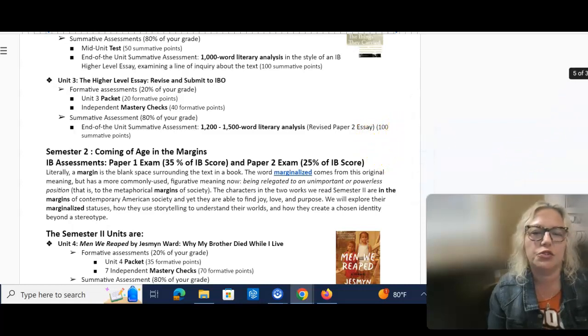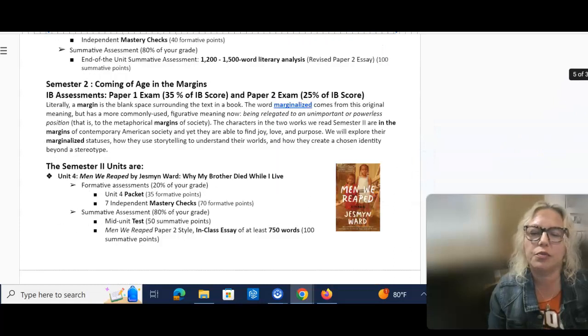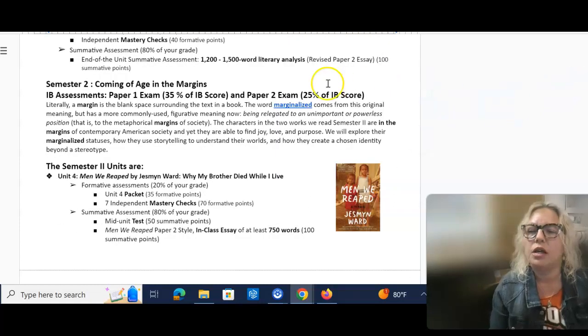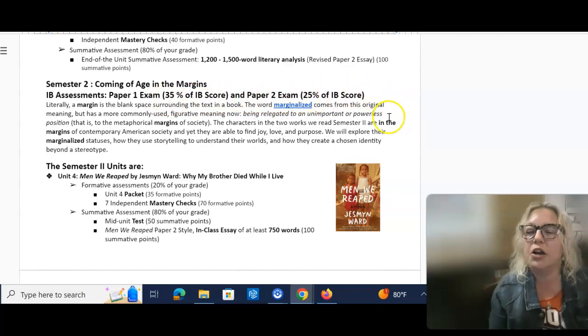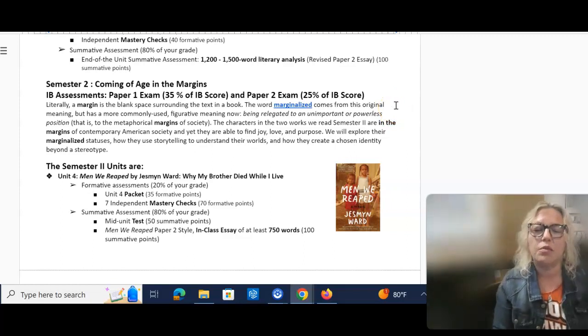All right. Semester 2, I'm not going to go over too much. Let me read it through with you quickly. Coming of age in the margins is what I call it. IB assessments are the paper 1 exam, 35%, and the paper 2 exam, 25%. Literally, a margin is the blank space surrounding the text in a book. The word marginalized comes from this original meaning, but has a more commonly used figurative meaning now, being relegated to an unimportant or powerless position, that is, to the metaphorical margins of society.